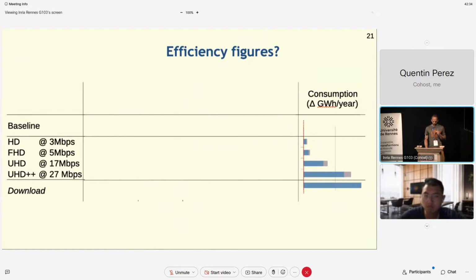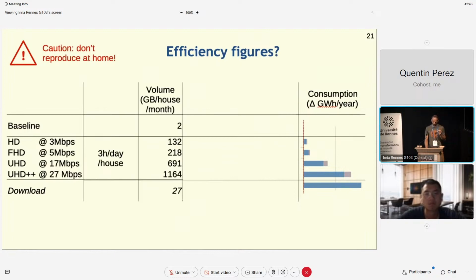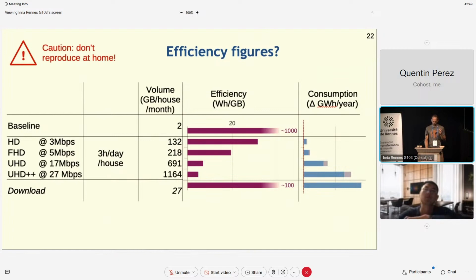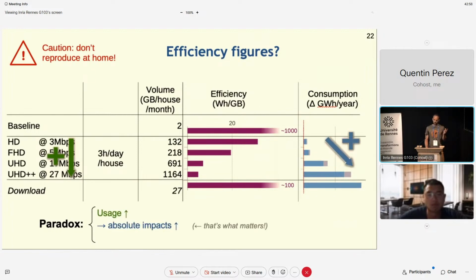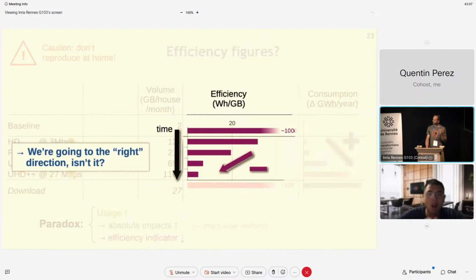Now, just for you, I'm going to do what I said not to do. So yes, we're going to compute some intensity factors. And for that, we just have to normalize the overall consumption that we just saw by the total volume of transfer data. And by doing so, we get to these paradoxical situations where increasing the usage does increase the overall consumption, and this is expected, but this increase of the usage also decreases the intensity indicators. And this is a problem because out of context, such an improvement can easily be used to fool people by letting them think that we are going in the right direction of the growth.